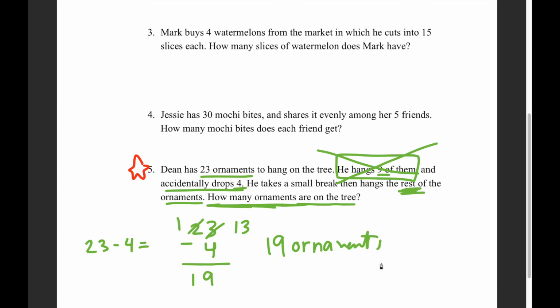I don't know what happened to my writing. 9 is not important because he says he hangs 9 of them, but then he drops 4. Because he said he hangs the rest of them already. So therefore, hangs 9 of them is pretty useless. Therefore, the answer is that he hung 19 ornaments.